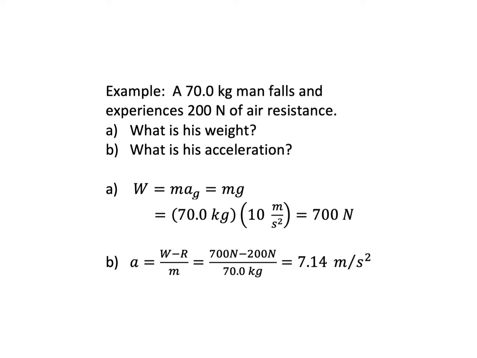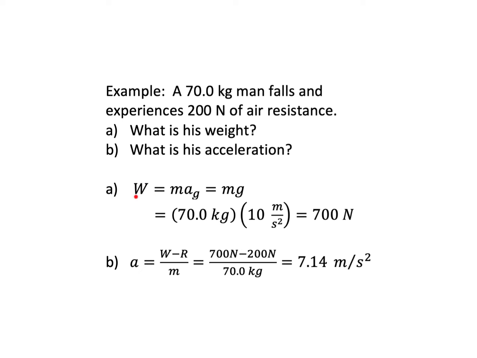So let's look at an example. Our example says a 70 kilogram man falls and experiences 200 newtons of air resistance. So the question is, part A, what is his weight? And part B is, what is his acceleration? So here we have a 70 kilogram man, and his weight's going to be the same regardless of what the air resistance is. So to calculate the weight, we simply apply Newton's second law.